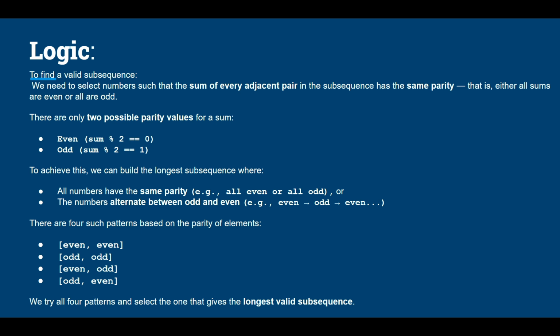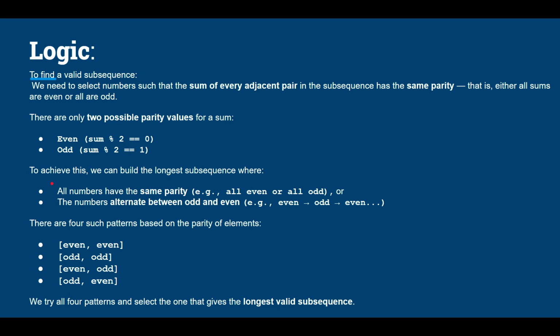So if we are trying to find a valid subsequence, it means first of all we need to select the numbers such that the sum of every adjacent pair in the subsequence has the same parity. That is, we can say either all the sums are even or all odd. There are only two possible parity values. For even, if we take the sum and take the mod, it should equal 0, otherwise it's odd.